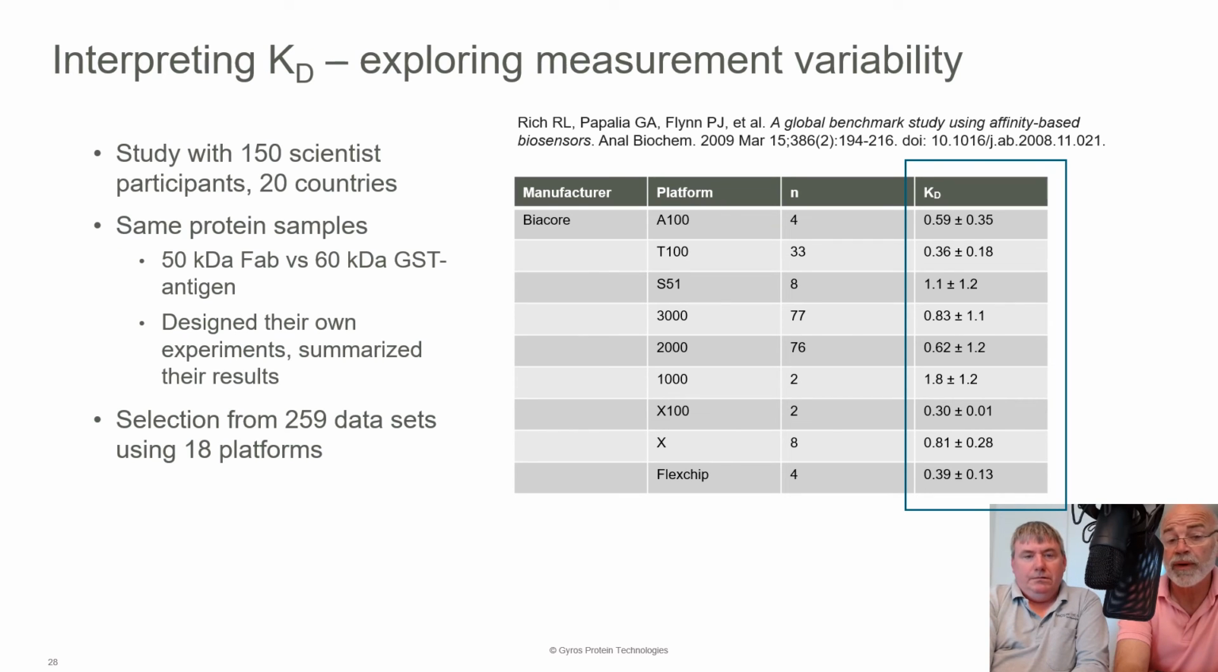So again, here we've got a table which talks about variability in interpreting KD. This is from a paper that shows 150 different participants using the same protein samples, a 50 kilodalton Fab versus a 60 kilodalton GST antigen, and you can see that you get quite different numbers across the different labs and the different platforms. And so again, this is something that's to be expected.